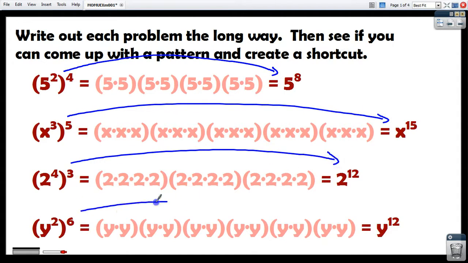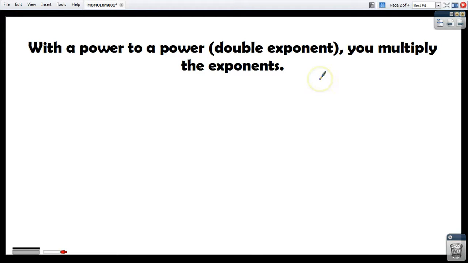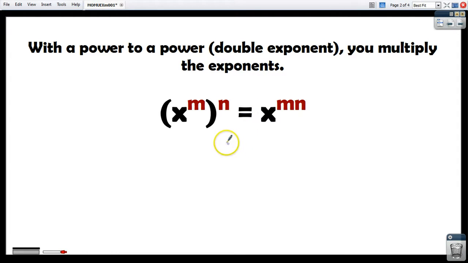Now if you look closely at the exponents, hopefully you came up with a pattern that would give you these exponents above our base number, which turns out is this. In words, what we can say is when we have these problems where we have a power to a power, sometimes in class we'll refer to it as a double exponent problem, all we have to do is multiply the exponents. And algebraically, this rule looks like this.